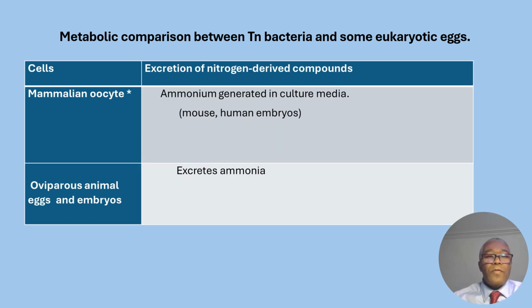And then in culture media, like in IVF culture, you find that mouse and human embryos generate a lot of ammonium. Same thing as the eggs of oviparous animals, and the same as Tumorgarida nabibensis, which produces ammonium. That makes a relationship between eggs of animals and Tumorgarida nabibensis bacteria. They have a lot of metabolic similarities.